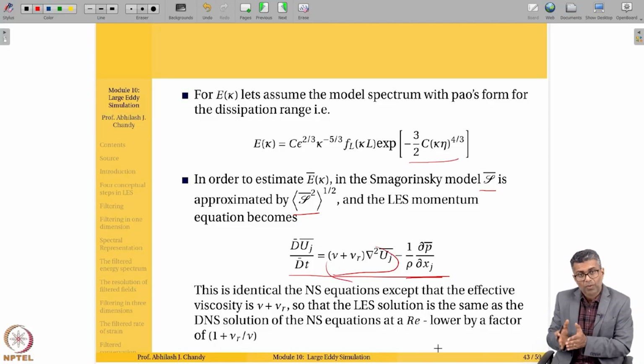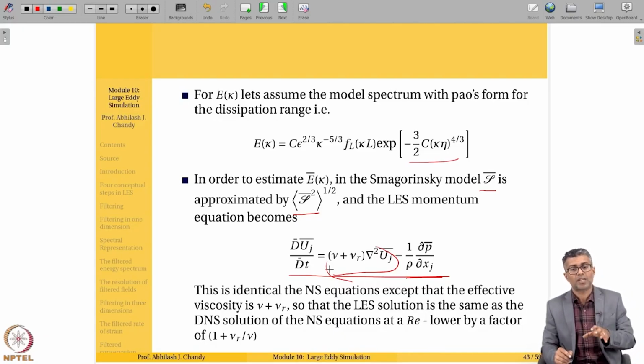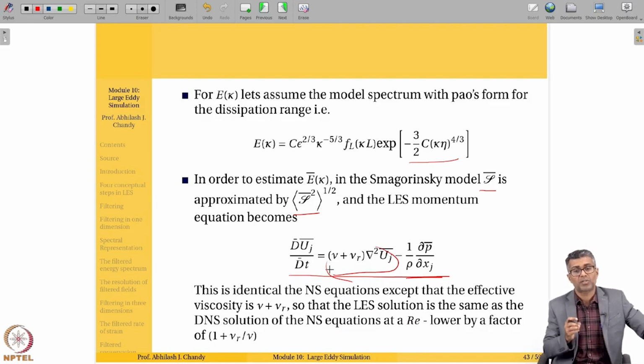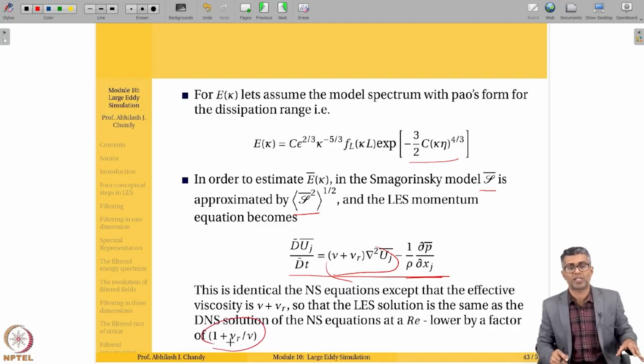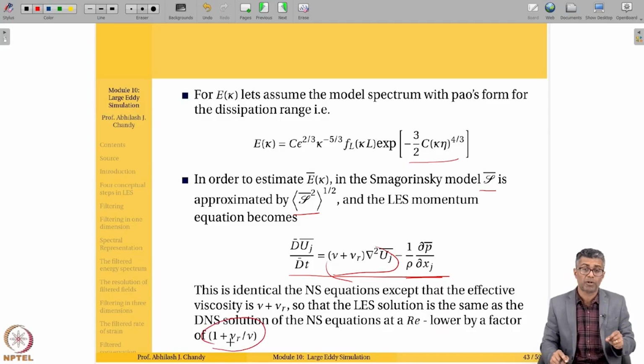Again, we are making the same argument as we made earlier. This is identical to the Navier-Stokes equations except for this coefficient nu plus nu r. So basically this gives you the same solution as the DNS, except now your Reynolds number is lower by a factor of 1 plus nu r over nu. So what we are trying to say is your apparent Reynolds number has now reduced in LES. That's it. Otherwise you are doing a DNS, essentially at a lower Reynolds number. So you have reduced the Reynolds number of the DNS calculation.